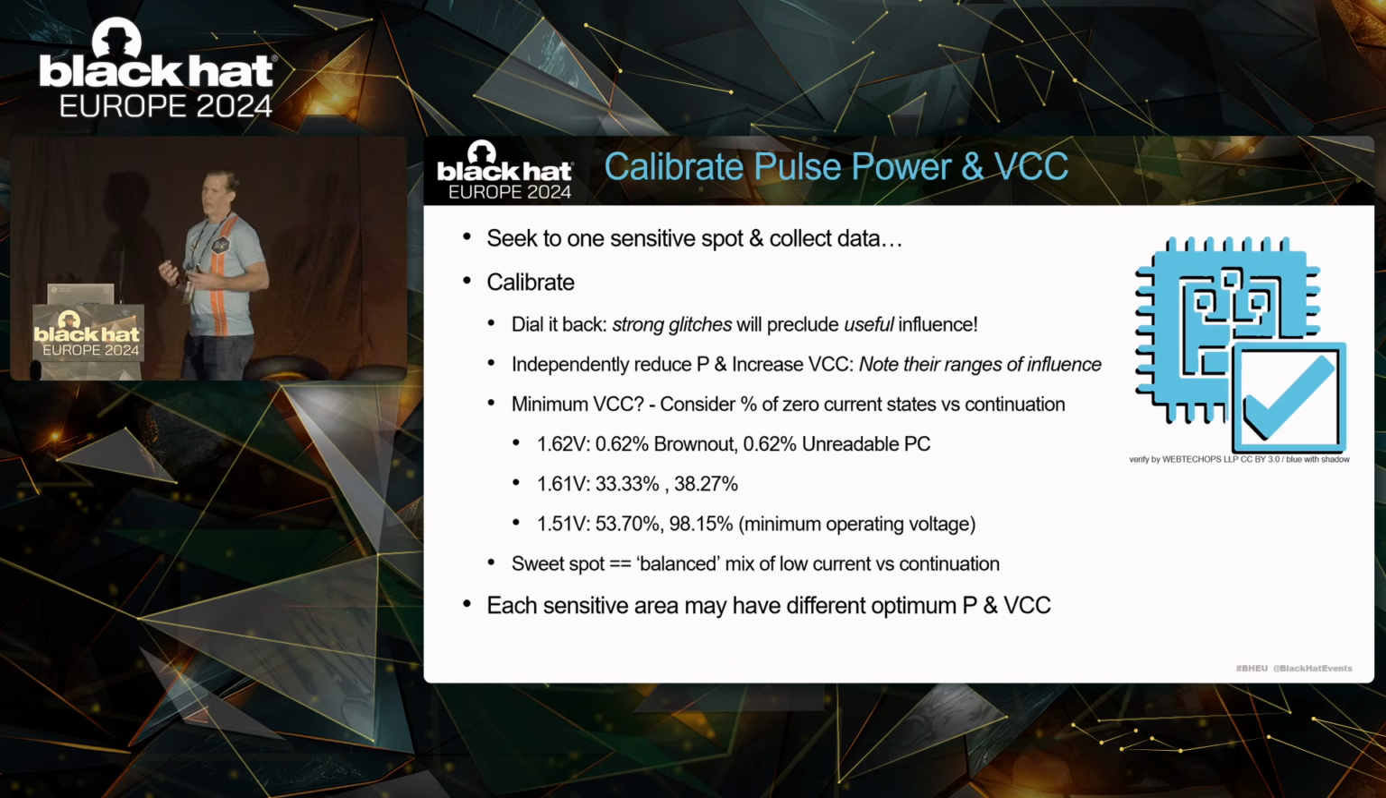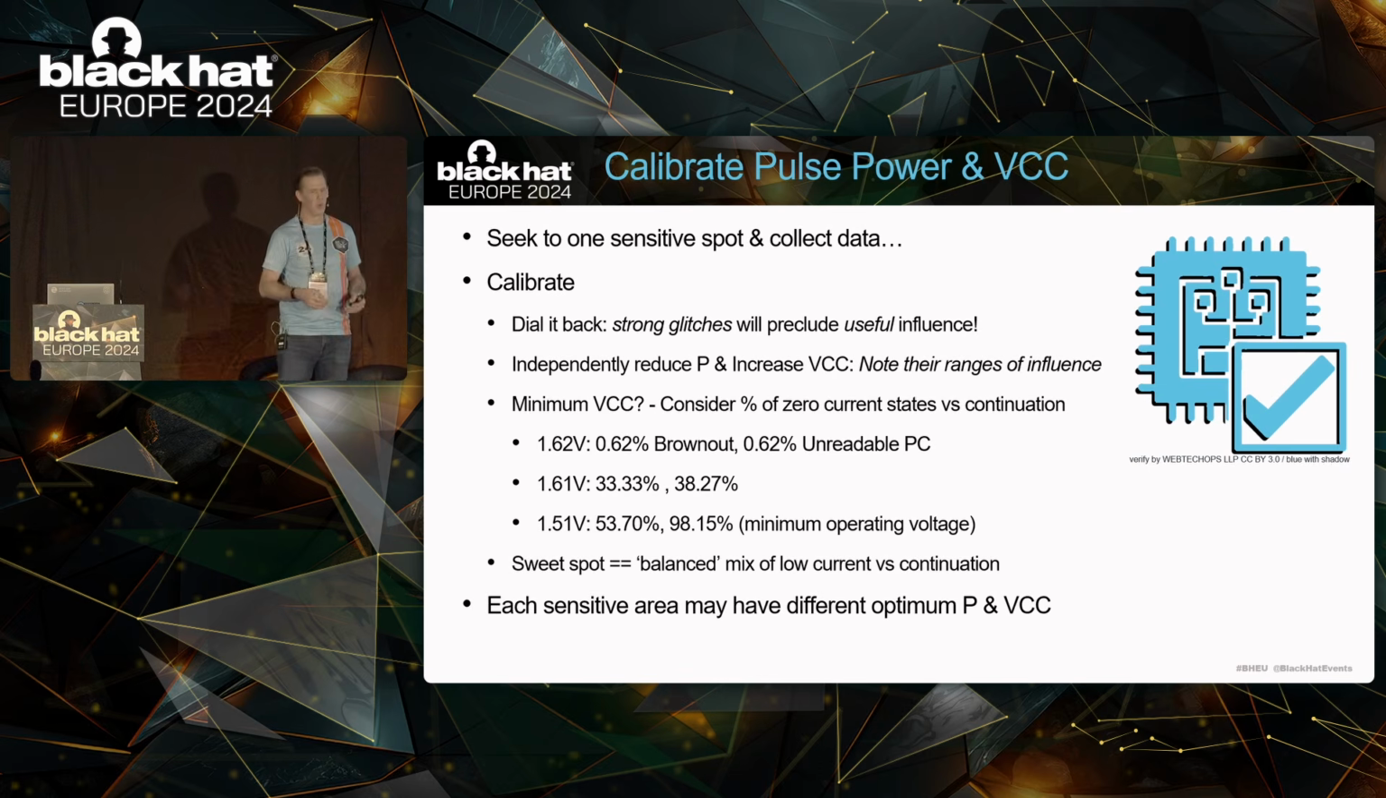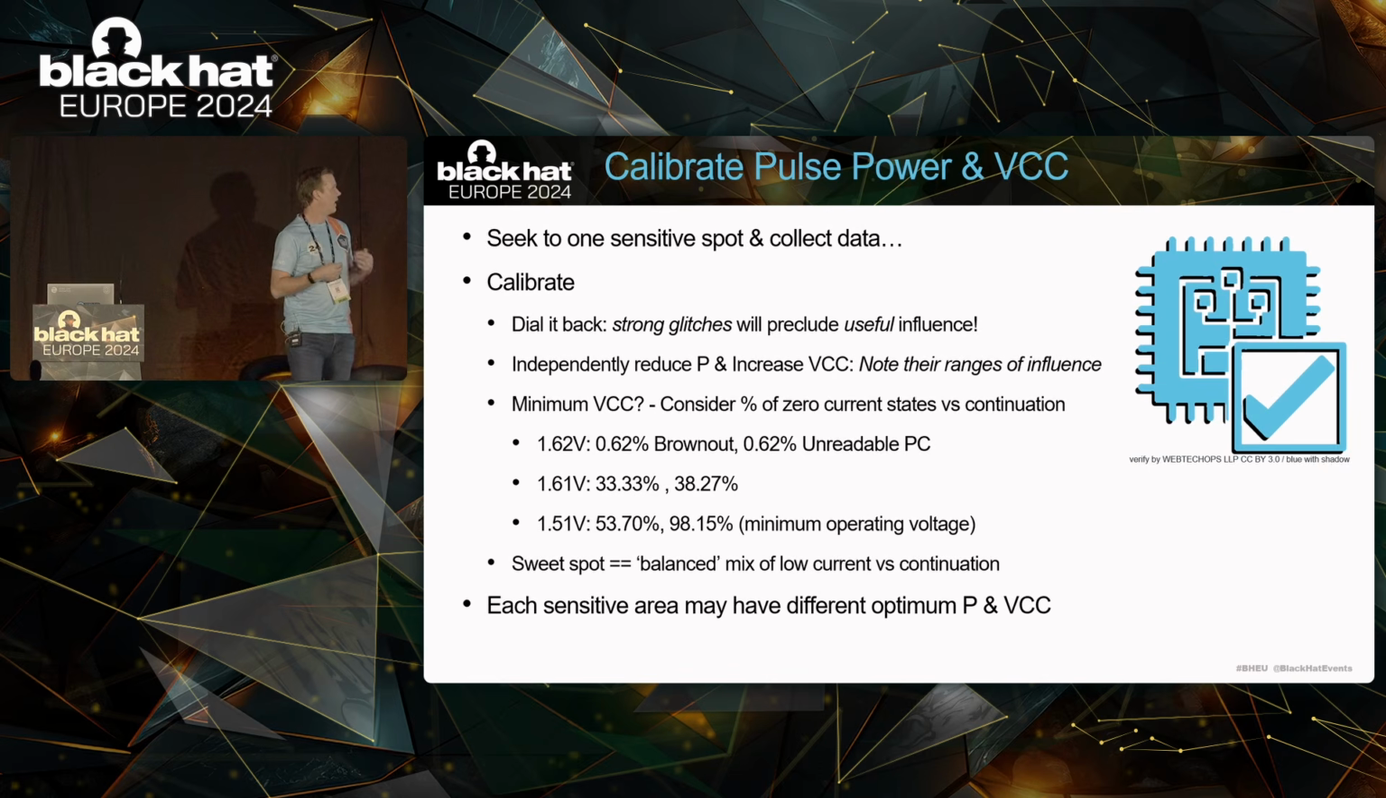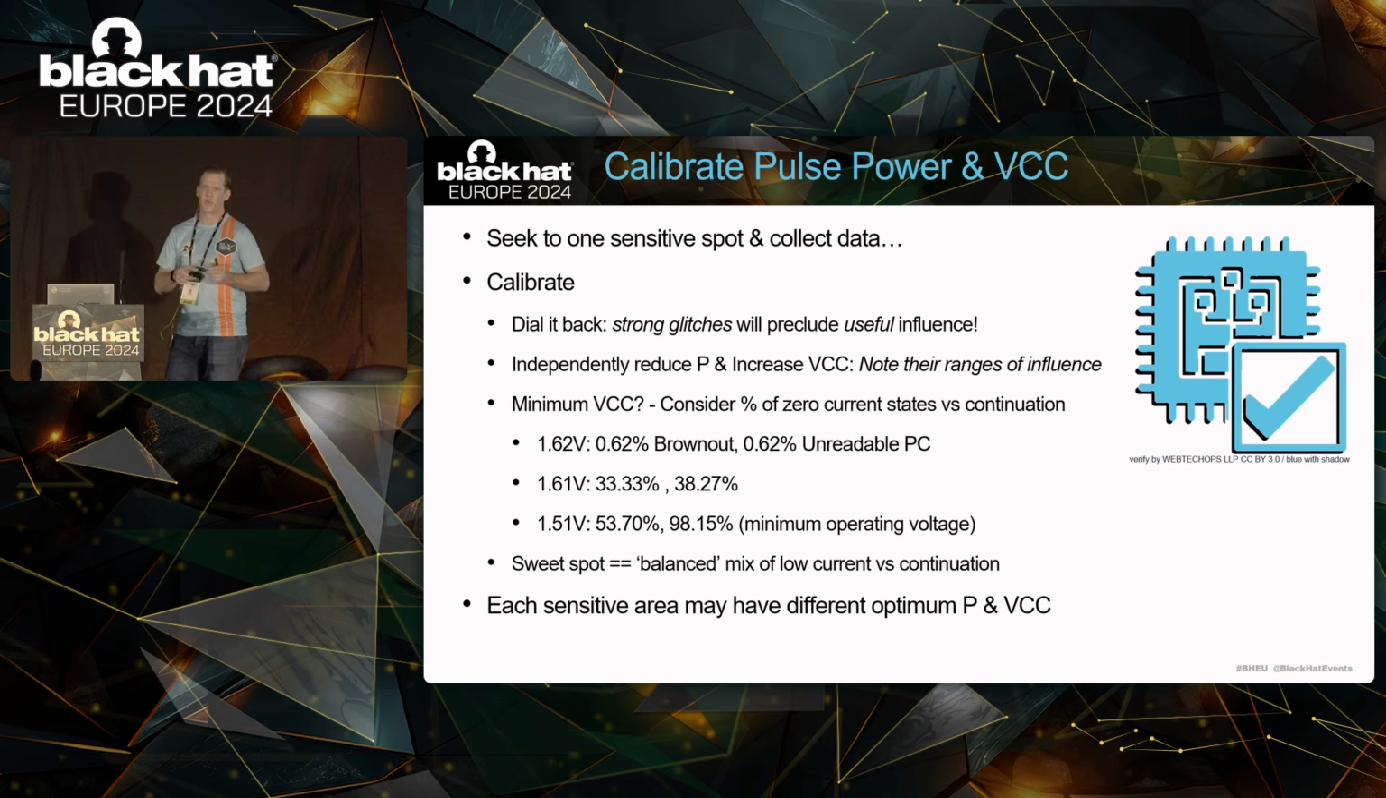So the second part of calibration is seeking to one particular sensitive spot and then dialing it back. You want to reduce the glitching power so that you do get continuation. And the way to do that is to decrease the pulse power and increase the voltage and see what working ranges you can come up with. And those will be the ranges that you use in your brute force attack.